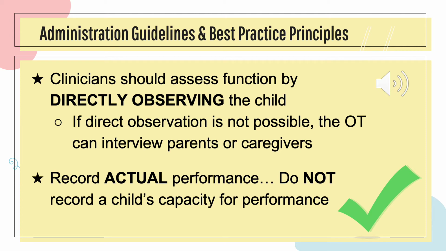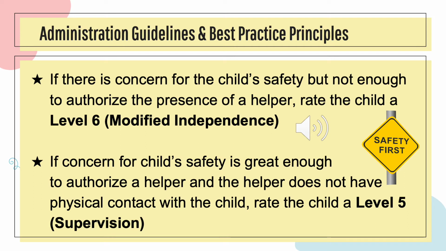Clinicians should assess function by directly observing the child. If this is not possible, the OT can interview the parents or the caregivers. The clinician should record actual performance and not record a child's capacity for performance. If there is concern for the child's safety, but not enough to authorize the presence of a helper, rate the child a level 6, which is modified independence. If concern for a child's safety is great enough to authorize a helper, and the helper does not have to have physical contact with the child, rate the child a level 5, which is supervision.